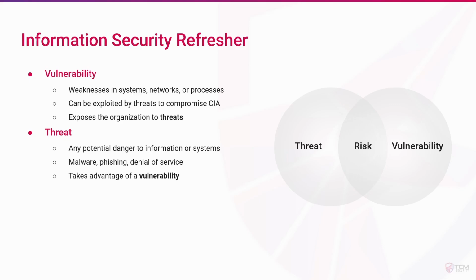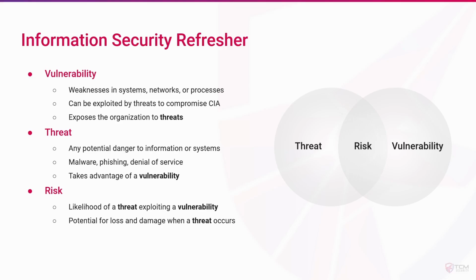And while a vulnerability exposes the organization to threats, the threat actually takes advantage of a vulnerability, which leads us into risk. And risk is the potential for loss, harm, or damage resulting from the exploitation of vulnerabilities by threats. It really does, as you can see in the diagram, represent the intersection of vulnerabilities and threats and the assets or resources that they target, because a risk is realized when a threat exploits a vulnerability.